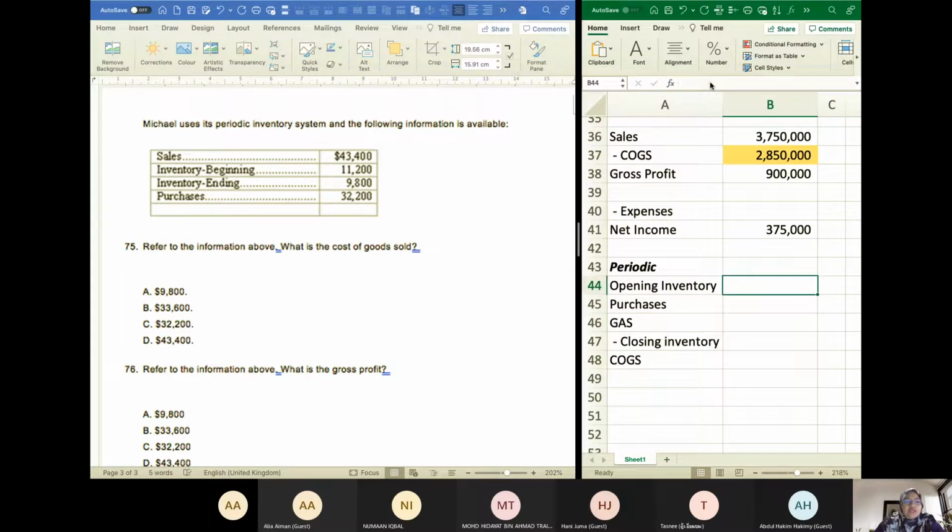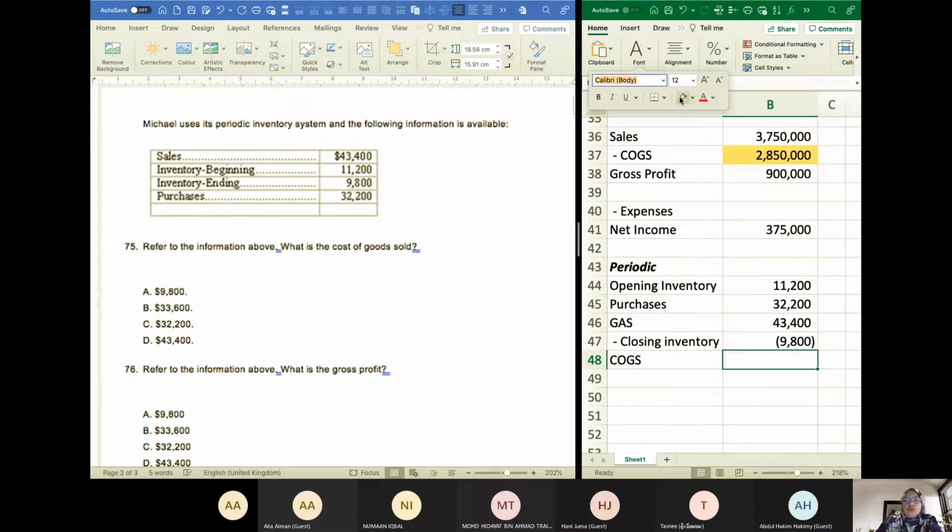So just plug in the information. What is your opening inventory? The beginning inventory is 11,100. Your purchases made during the year is 32,300. So how much is your closing, I mean the goods available for sale? Your goods available for sale is 43,400, and your closing inventory is 9,800. So if your GAS is 43,400, then you compute your COGS.